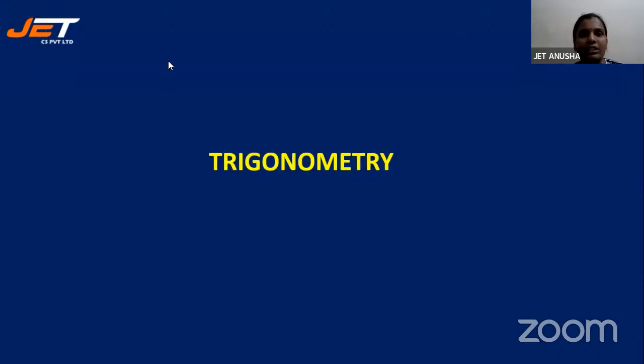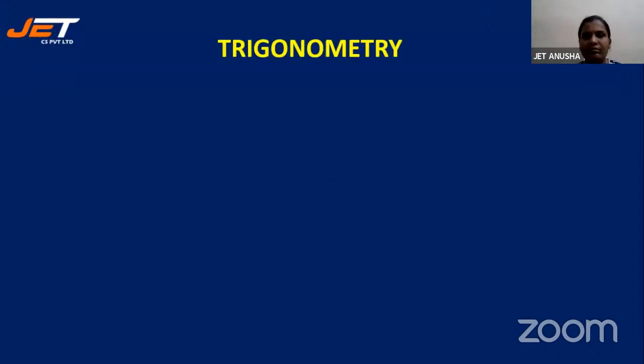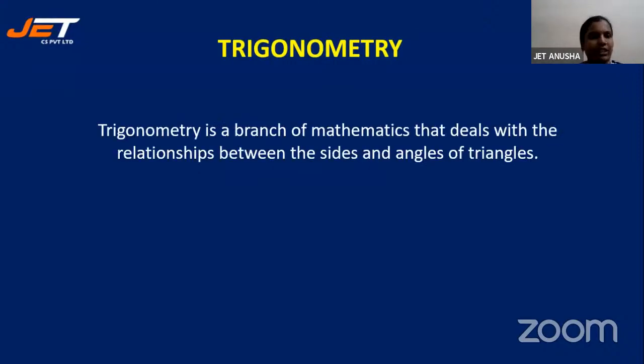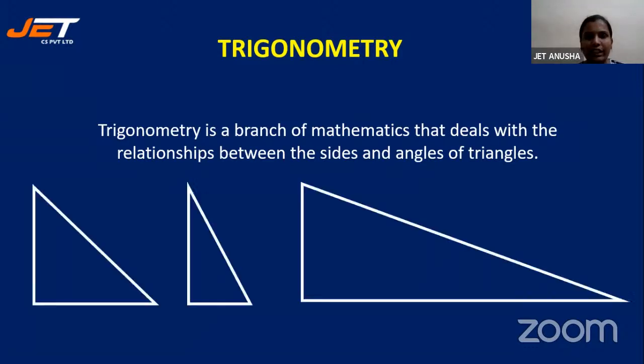Good evening, children. Today we'll be starting with trigonometry. We'll see some points first, and then we'll see some questions, as you know already. So we'll go with the first one. First slide first. The first point is that trigonometry is a branch of mathematics that deals with the relationships between the sides and angles of a triangle. Here trigonometry deals with the sides and angles, as you already know. So we'll go with the next one.